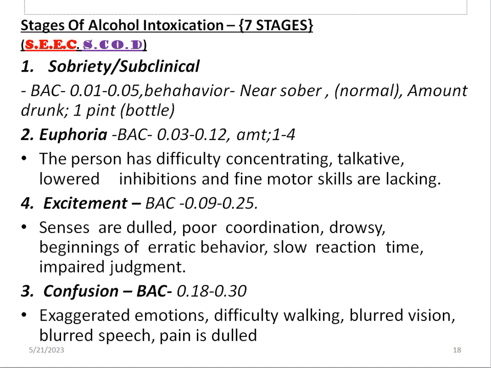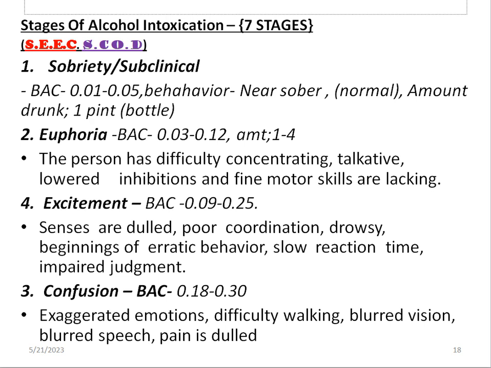Then excitement. Blood alcohol content is 0.09 to 0.25. In terms of behavior, senses are dulled. There's poor coordination. The client looks drowsy, with beginning of erratic behavior. There's slow reaction time and impaired judgment. And that is the reason why they say do not drink and drive, of course, in addition to alcohol, because of slow reaction time and impaired judgment.